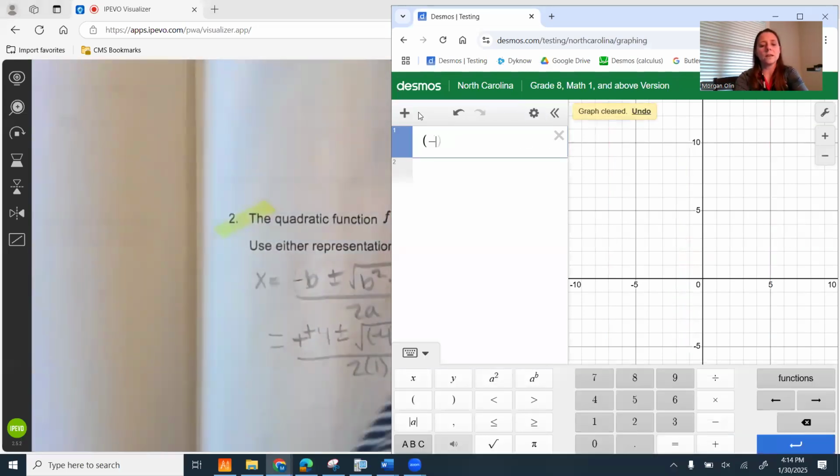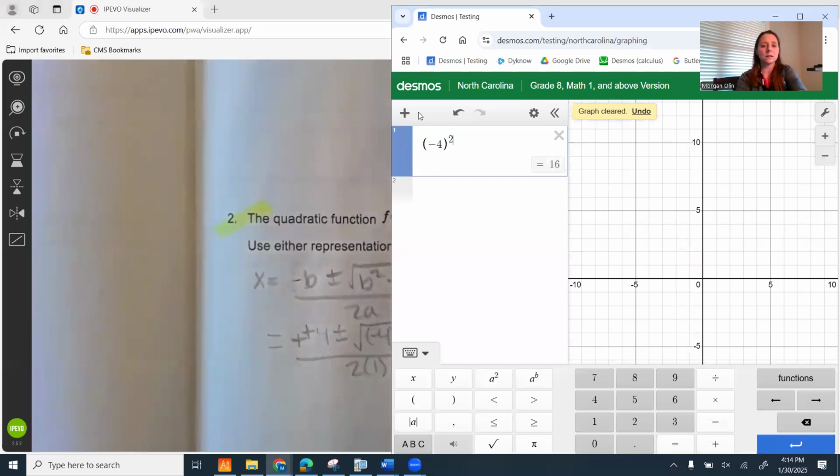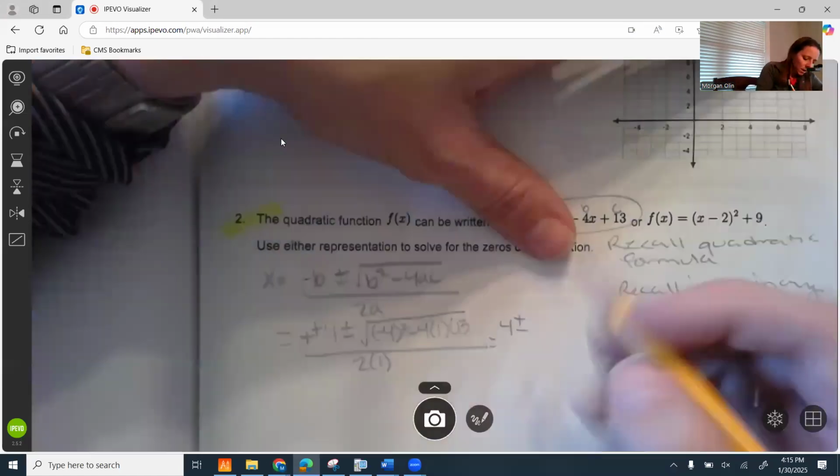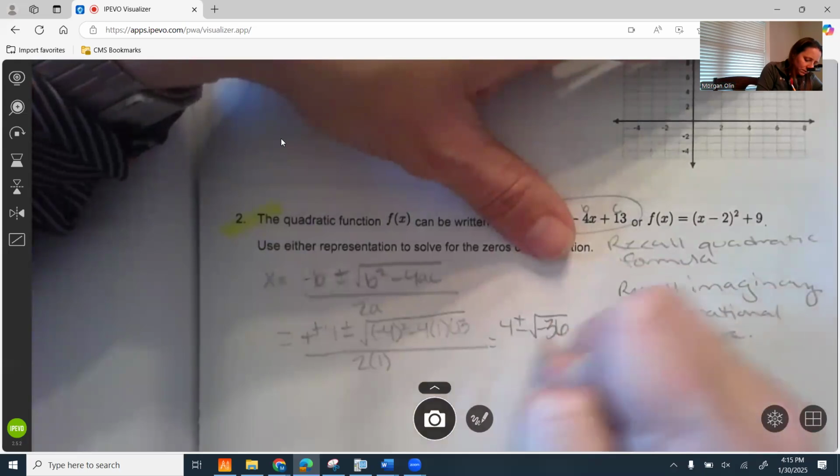All right, so negative 4, make sure you put that in parentheses, especially since it's a negative. If not, you're going to come out with an incorrect answer. All right, 1 times 13. All right, it comes out to be negative 36. All right, underneath the radical is negative 36.